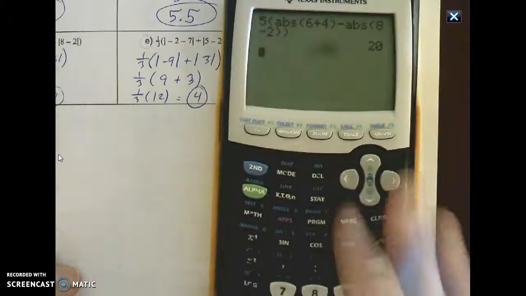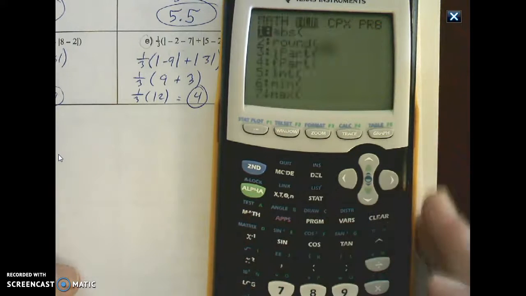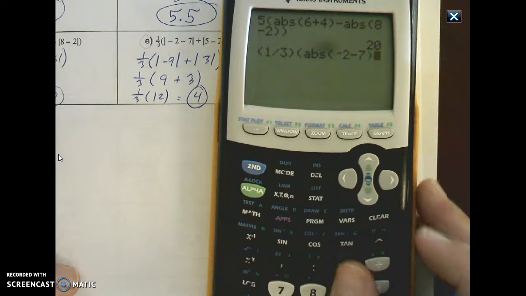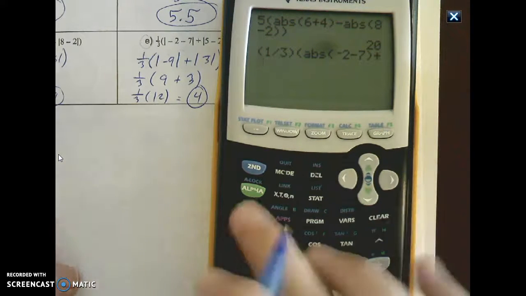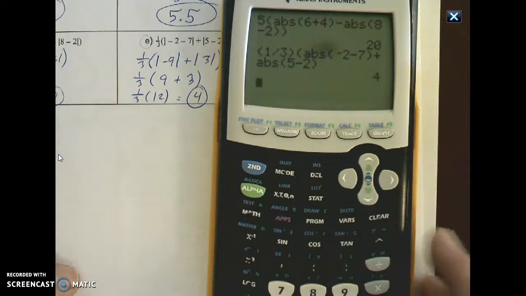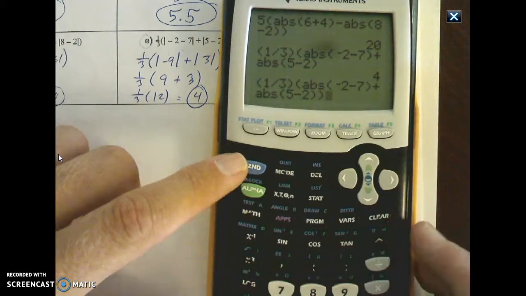Check it out. Parentheses, 1 divided by 3. Close it. Open. Absolute value. Negative 2 minus 7. Close it. Plus math, absolute value. 5 minus 2. 4. No, I forgot to put... You can actually, the last parentheses I should have put there will still work out. So 4.